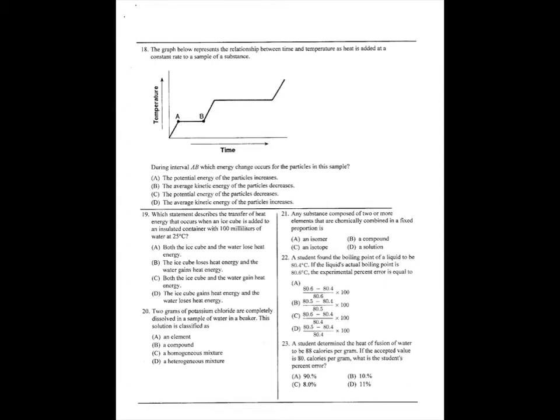All right, next, number 18. During interval AB, which energy change occurs for the particles in the sample? So let's think. What phase changes are we going through? Oh, we're only talking about energy change. My bad. Okay, energy change. So we are here and during a phase change. So that means PE, potential energy is changing. And because we're going from a solid to a liquid, solid to liquid means we are increasing in potential energy because we are becoming less stable. So potential energy of the particles increases. That's our answer. Because average kinetic energy, temperature stays the same, and it's all about potential energy right now.